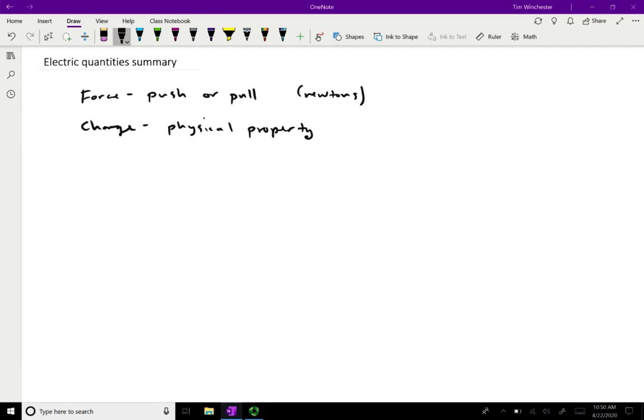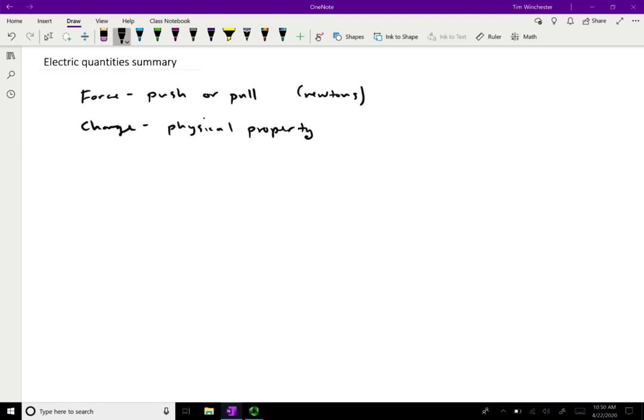We found that there appear to be two different types of charge. We found that the distance between the charges also affects the force, but the charge is this physical property. So electrons have a certain amount of charge. If you rub a balloon on your head, it gets some amount of charge on the balloon.